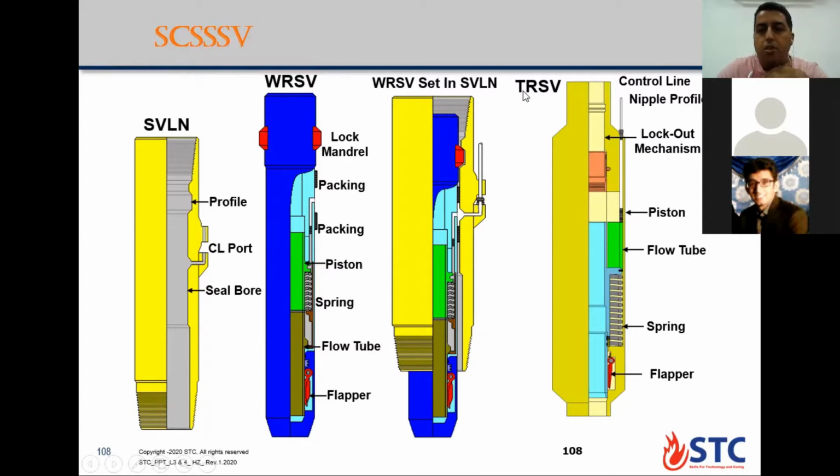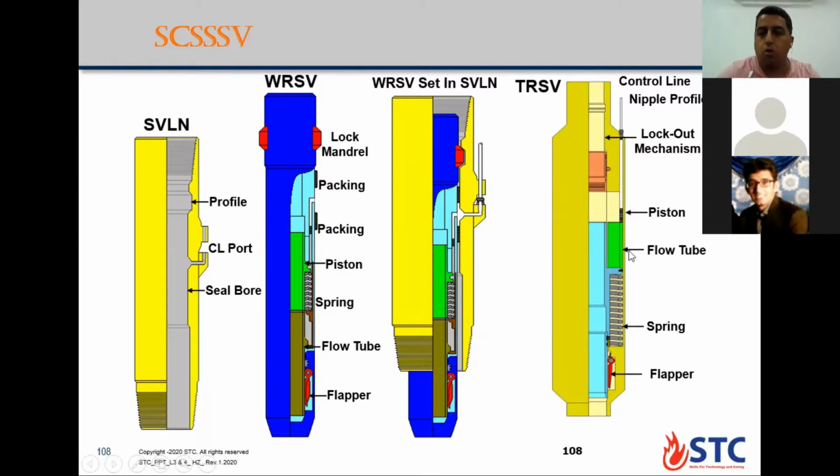The other type is the tubing retrievable safety valve. This is one section connected from top and bottom to the string or the completion string. That's why it's called tubing retrievable safety valve. It is connected with the same components: piston, flow tube, and the spring and the flapper.